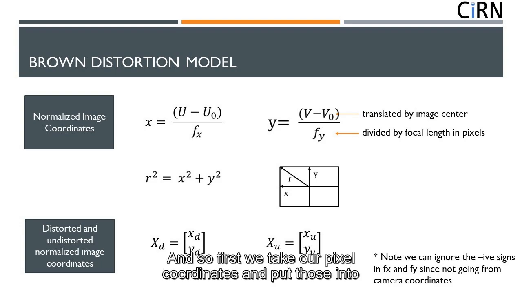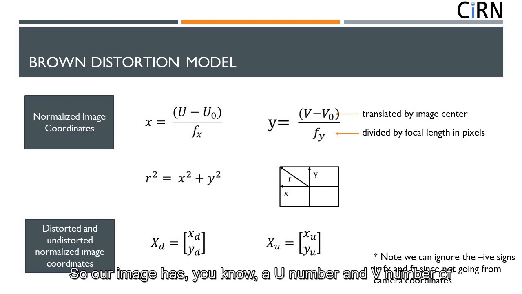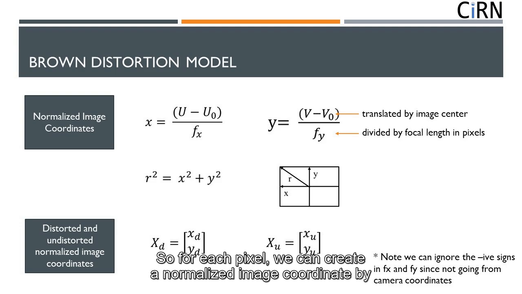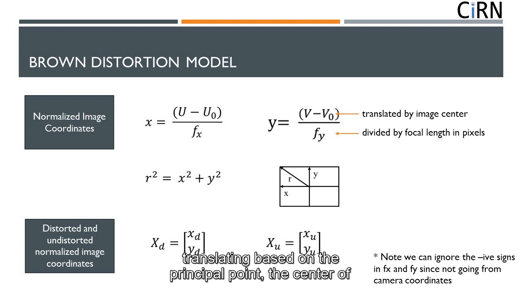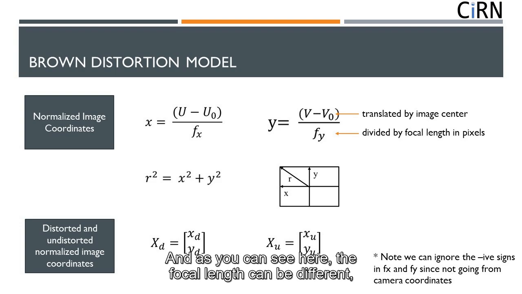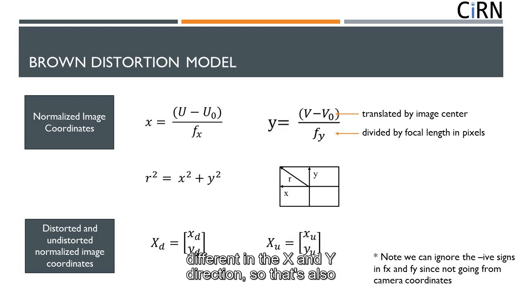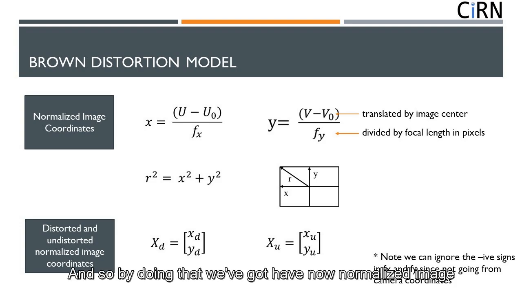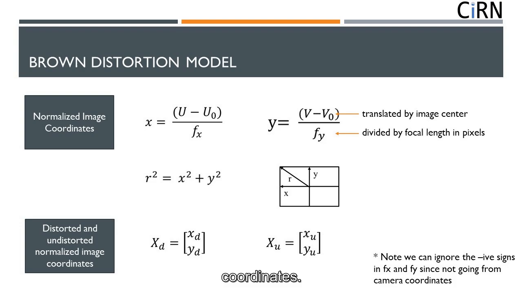First we take our pixel coordinates and put those into normalized image coordinates. Our image has a U number and V number of pixels. For each pixel, we can create a normalized image coordinate by translating based on the principal point, the center of the image, and dividing by the focal length in pixels. As you can see here, the focal length can be different in the X and Y direction, so that's also something that we're measuring and accounting for. By doing that, we now have normalized image coordinates.